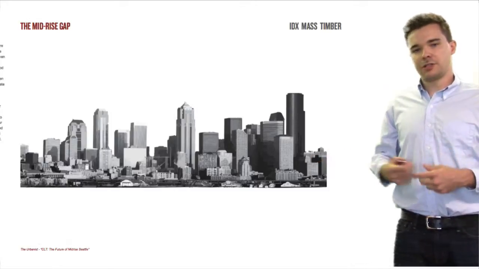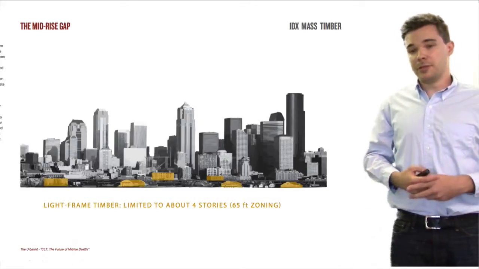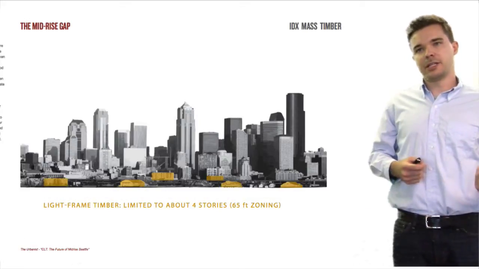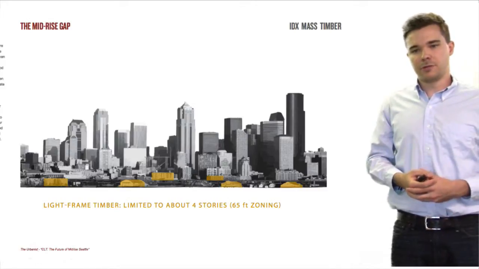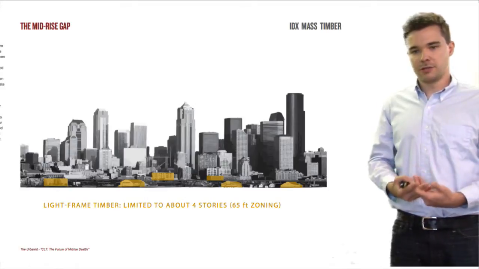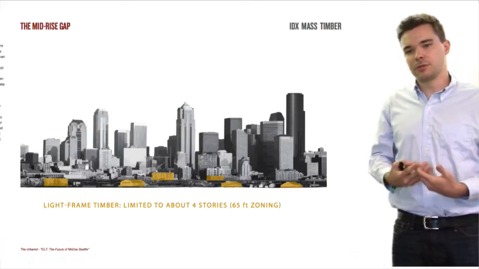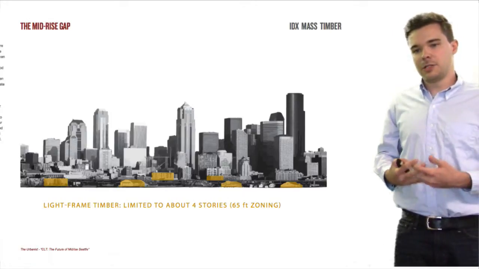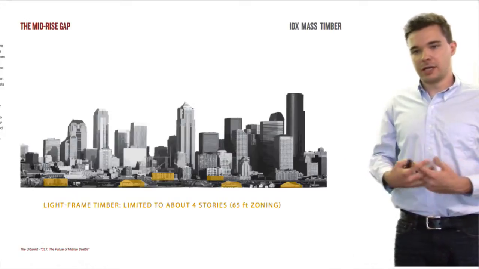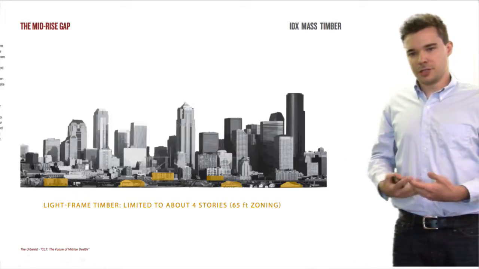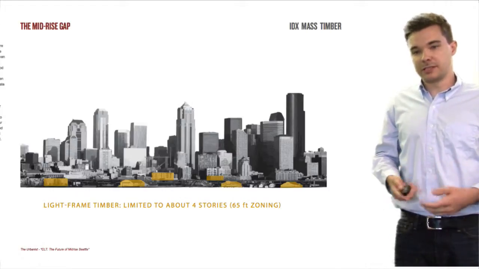If you look at any major city, pictured here in Seattle, you'll notice what has been dubbed the mid-rise gap. This is a limitation based on the types of materials that are being used for buildings and the limitations that we have with those materials. For example, light frame construction, which is the typical use for wood right now, is limited to about 4 stories or about 65 feet, which is a typical zoning height. This is just due to the codes and how tall you can build wood while still being safe.